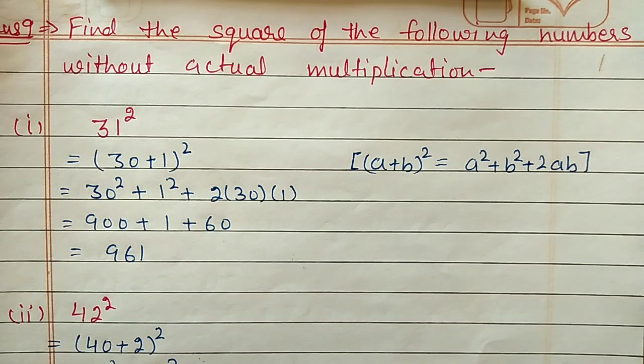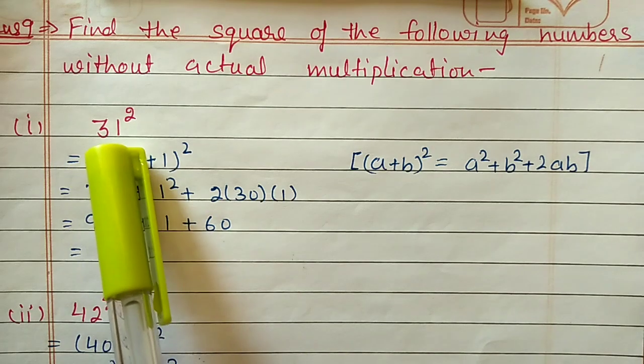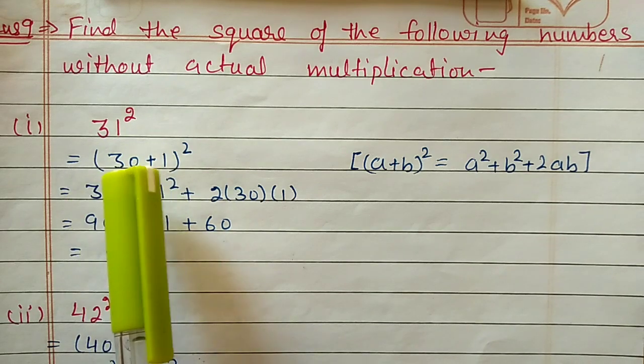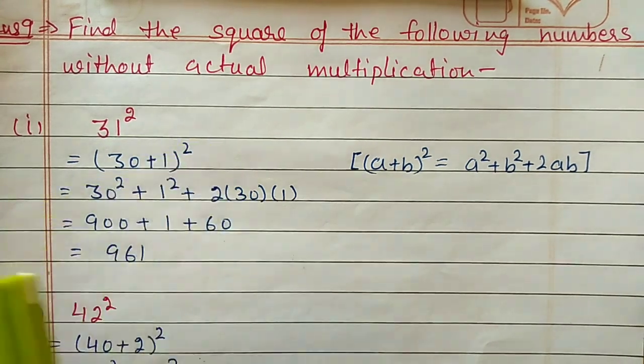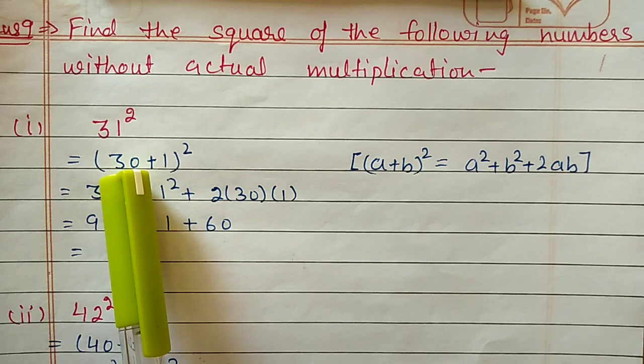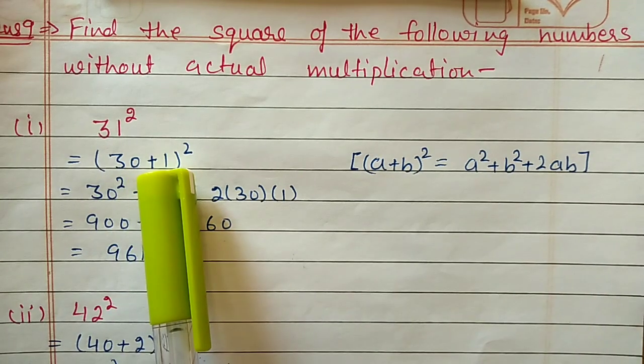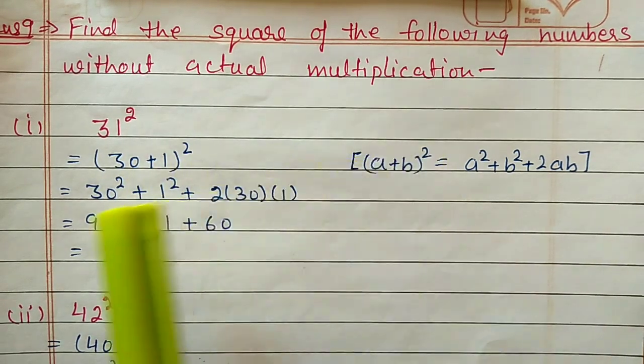Question number 9. Find the square of the following numbers without actual multiplication. So we have to use here any formula to find the square of these numbers. You can use (a plus b) or (a minus b), any formula here. According to that you can split your number and apply the formula. So first, 31 square. 31 we can write as (30 plus 1) whole square. In place of A, 30 is there, in place of B, 1 is there. So use the (A plus B) whole square formula.